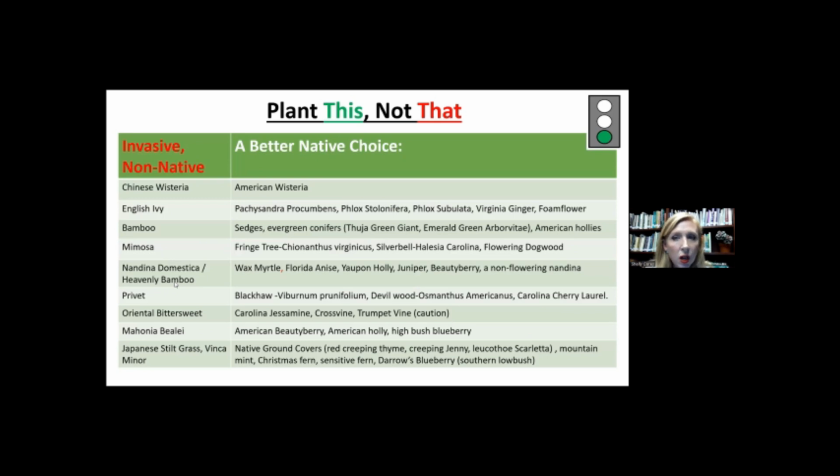So this is a quick chart on what is invasive and what you can plant in its place. If you want to take a picture of this to refer back to later, that might be good. The Chattahoochee Nature Center also has an upcoming fall native plant sale this week where you can buy some native plants. And some of these better choices are going to be available there as well.